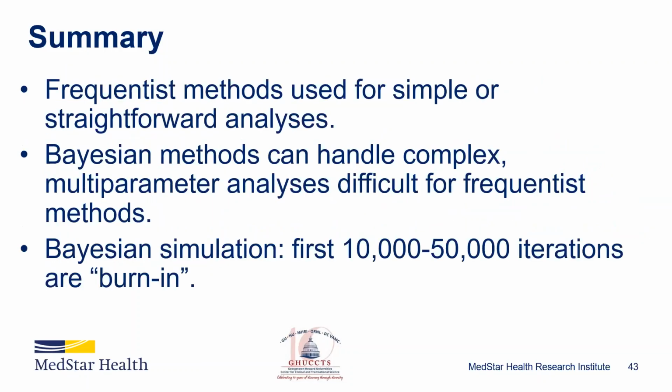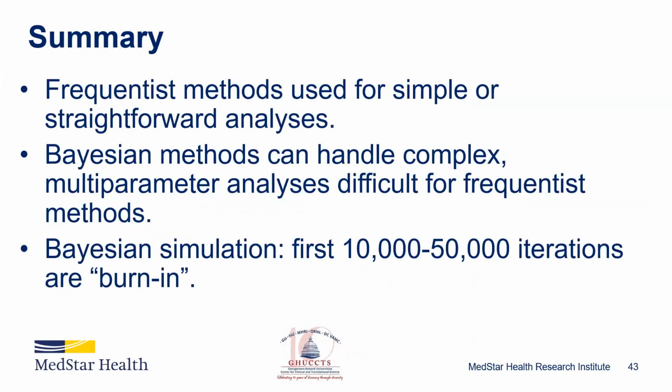Okay, so frequentist methods are used for what I've called simple or straightforward analyses. The analyses may not be simple. You can do a mixed effects model, which is kind of complicated, but in some cases it's just easier to do that. But the advantage of Bayesian methods is they can handle complex multi-parameter analyses that are difficult for frequentist methods.